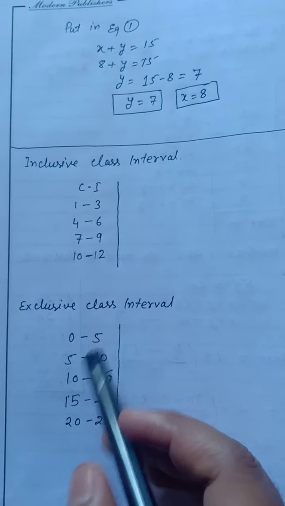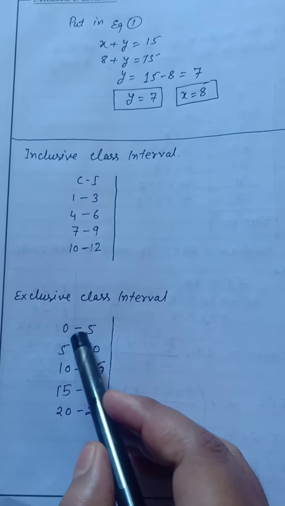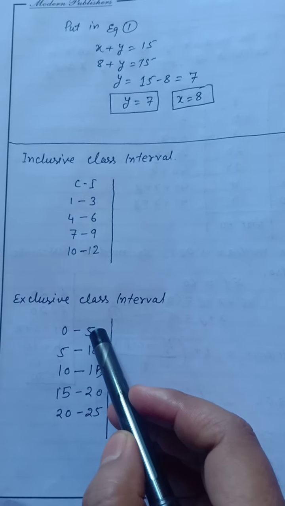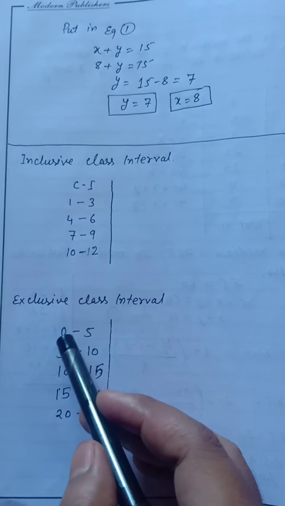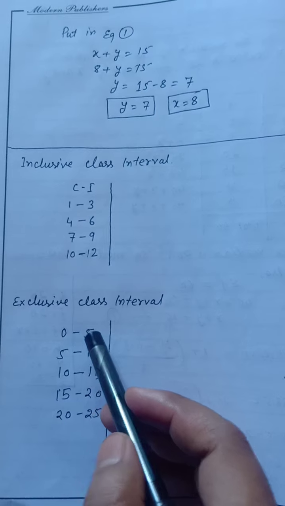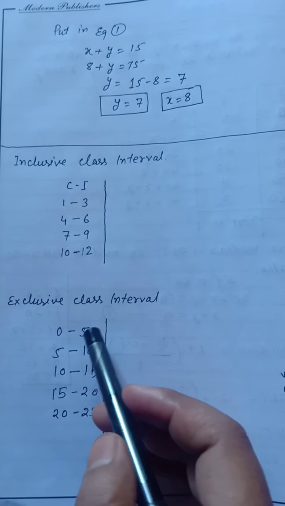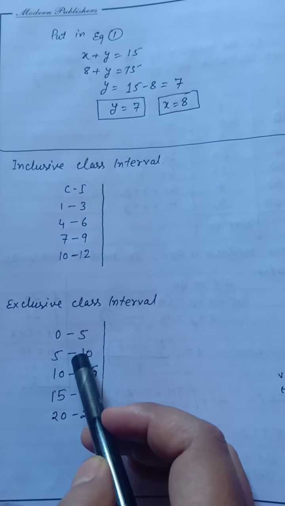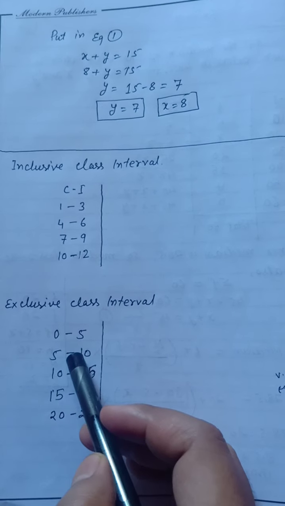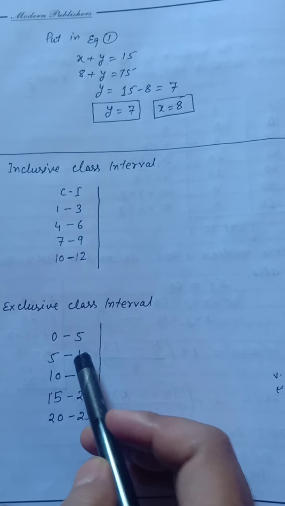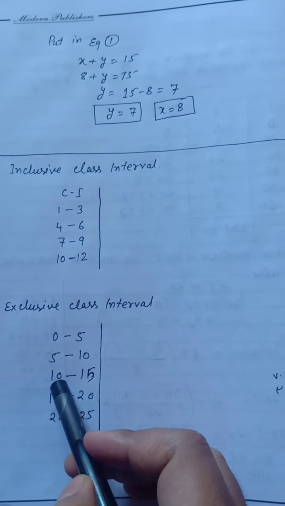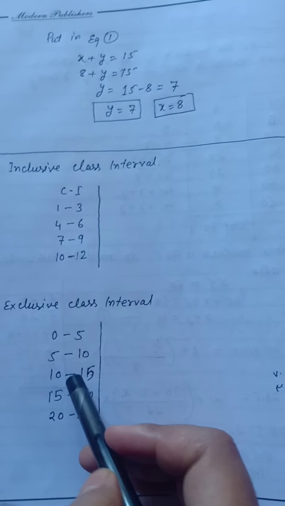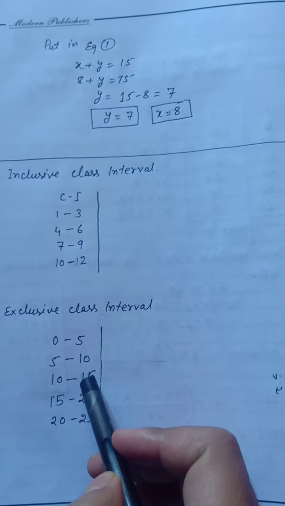In the exclusive class interval, the upper limit is not included in the interval. In this interval only the values 0, 1, 2, 3, 4 will be included. 5 will not be included in this interval. Here 5, 6, 7, 8, 9. 10 will not be included in this interval. 10 will be included in this third interval. 10, 11, 12, 13, 14 up to 14.